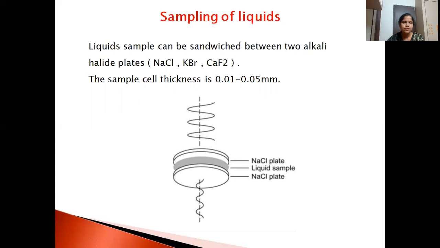Then sampling of liquids. The liquid sample, whatever we have, we can just sandwich between two alkali halide plates, which are of sodium chloride, potassium bromide, or calcium fluoride. Here in the figure you can see a sodium chloride plate and another sodium chloride plate, and in between we place the liquid sample. The sample thickness is just 0.01 to 0.05 mm.